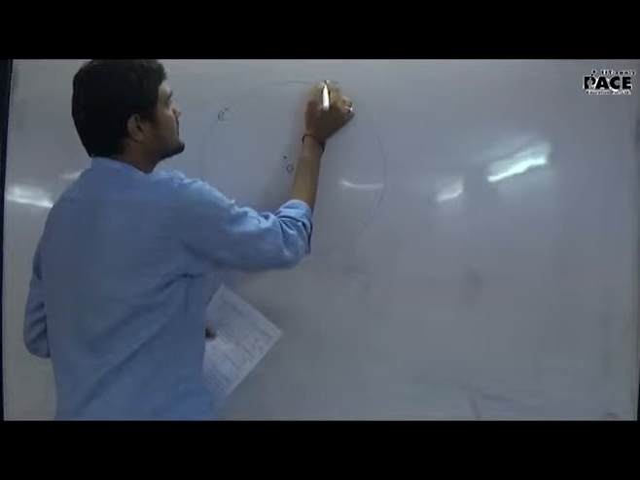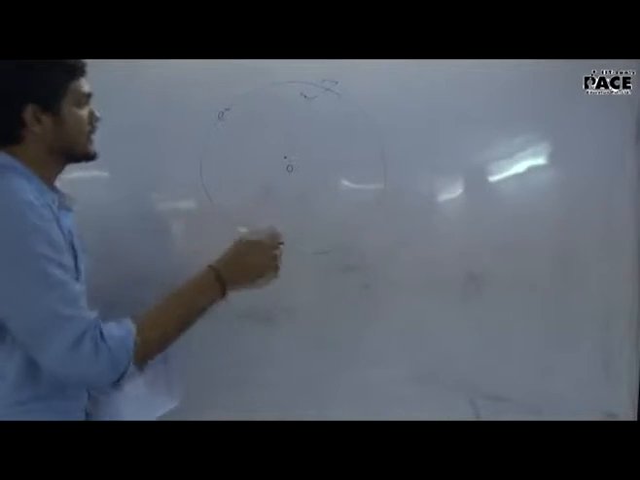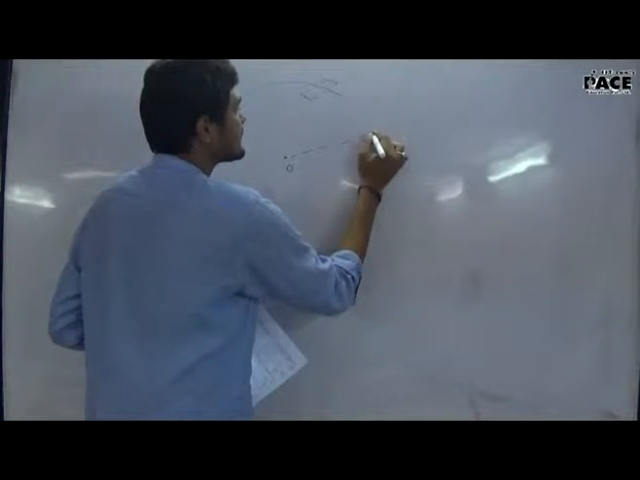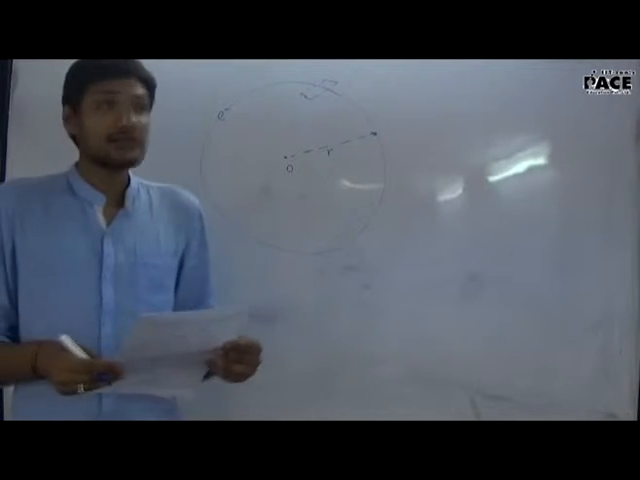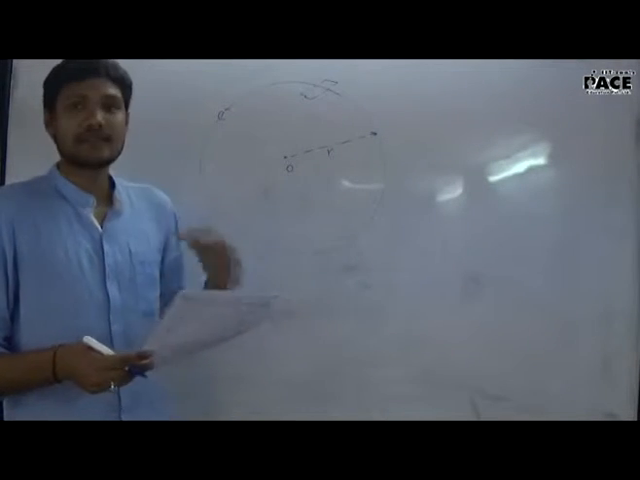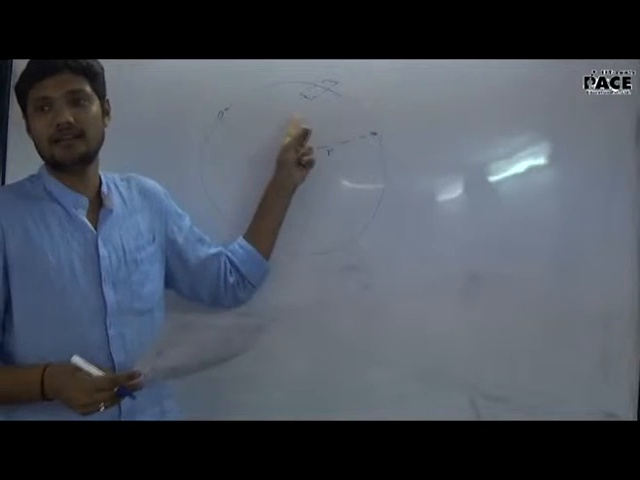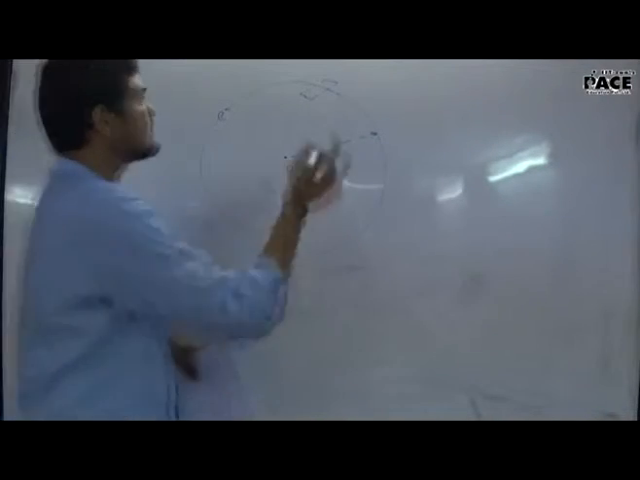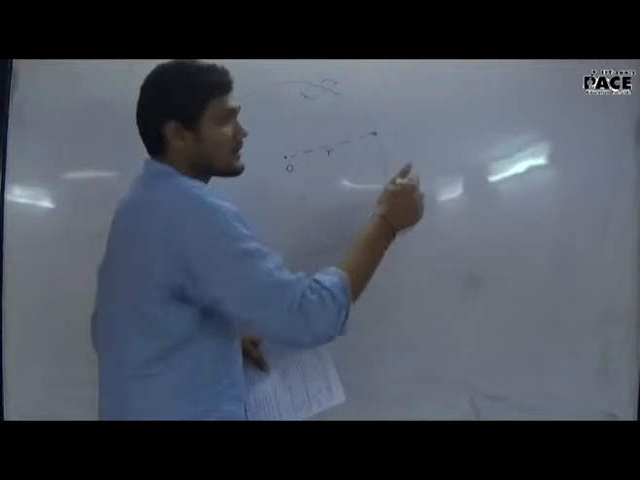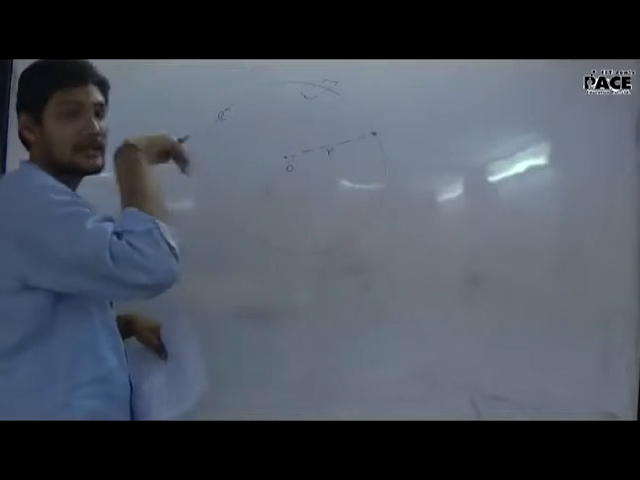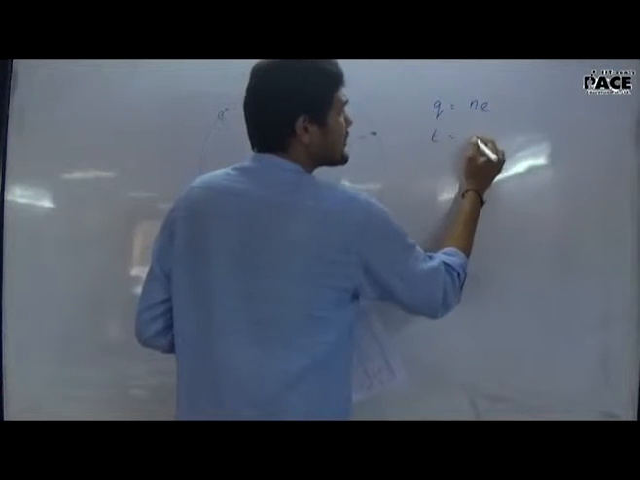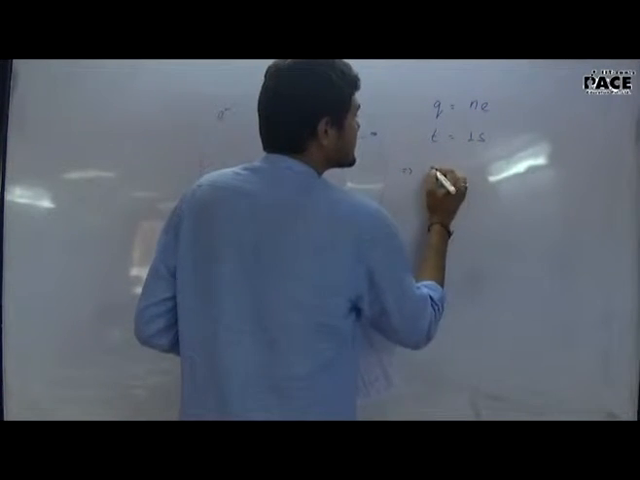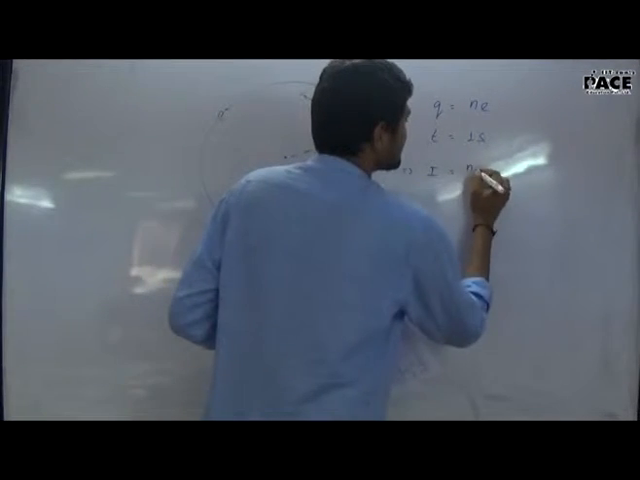First assume a random cross section in the circular motion, and the radius of this circular motion is r. Since the frequency of this circular motion of the electron is n, that means it passes through a cross section n times in 1 second, right? So the total charge passing through this cross section in 1 second will be equal to n times e, and the time taken is obviously 1 second. This implies that the current produced through this cross section will be equal to Ne upon 1.